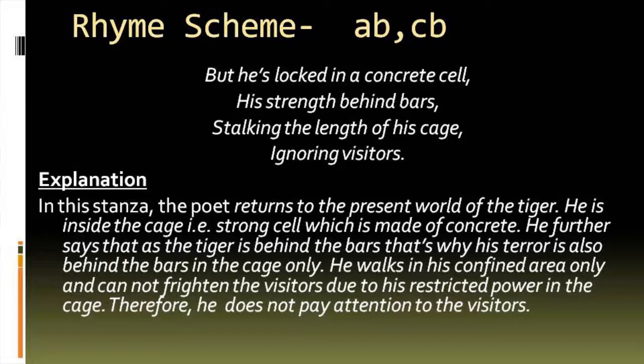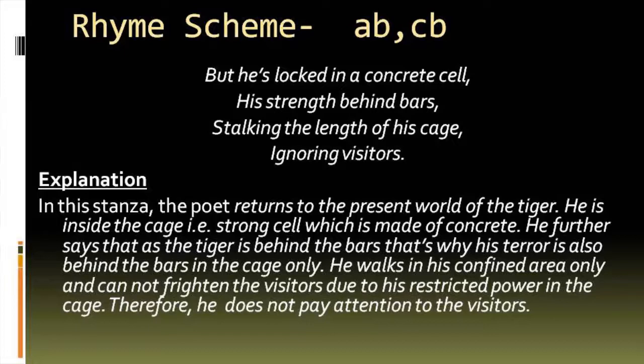His strength behind bars: his strength, his power, his complete energy, his terror, the roaring sound, that is only behind the bars, the iron bars which are kept at the prison. Stalking the length of his cage. Stalking means walking. The length of his cage means as big as the cage, his limit is that only, and he is walking in that length only. Ignoring visitors, he is not paying attention to the visitors because he cannot do anything with them. Even he cannot terrorize them.